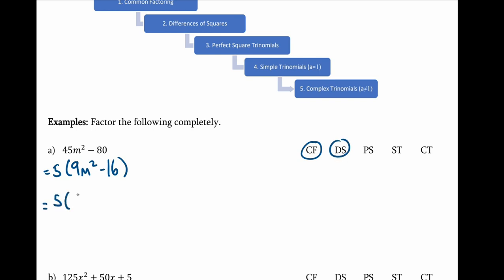So I'm going to keep the 5 there because I common factored it out. And then I know for my pattern for difference of squares, if I square root the first term, I get 3m. Square root the last term, I get 4. So my pattern then is 3m minus 4, 3m plus 4. And now I've completed my factoring. There's nothing else that I can factor. There's not a trinomial. It's already factored.